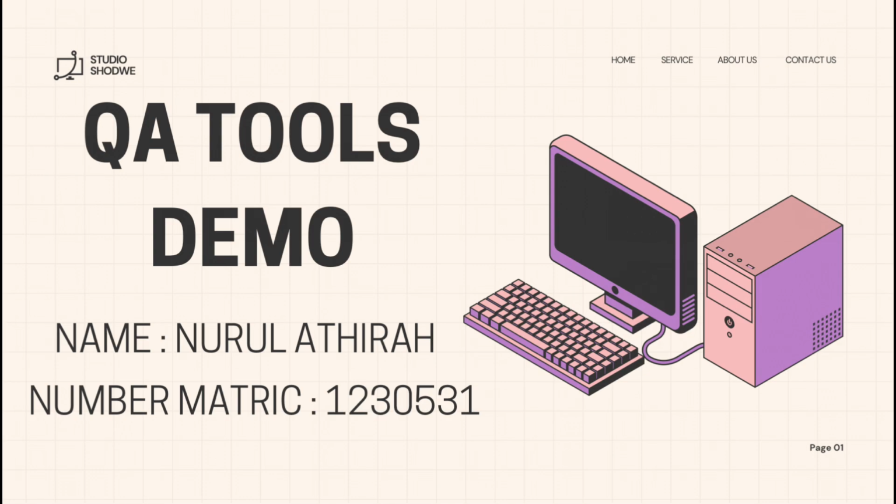So the first QA tool that I use is Postman. First, I will demonstrate a GET request used to retrieve data from an API. This helps us verify that the API returns the correct information.